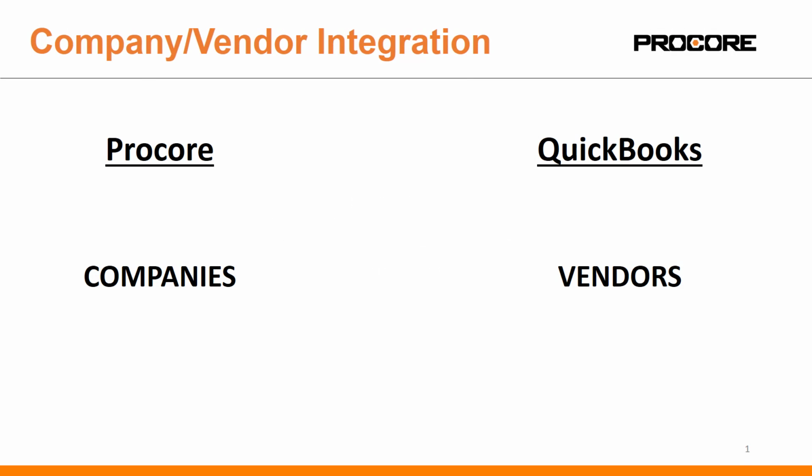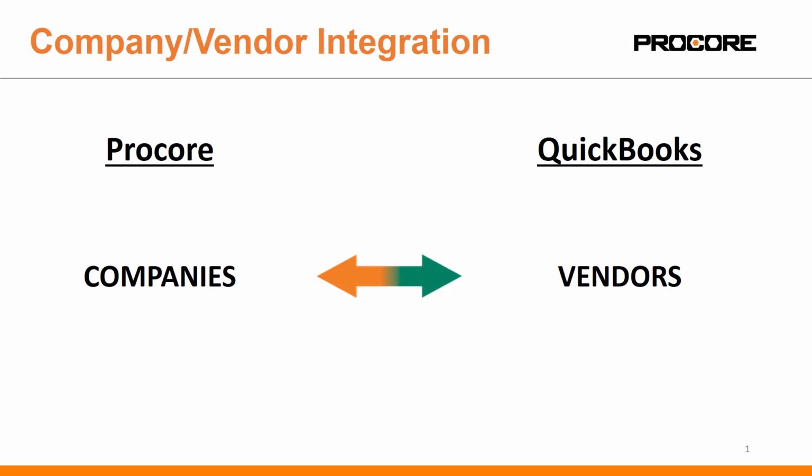In this video, I will demonstrate the different ways you can sync a vendor record in QuickBooks with a company record in your Procore Company directory. The integration between Procore and QuickBooks, as it relates to companies and vendors, works bidirectionally. This means that vendor records that have been created in QuickBooks can be used to create new or link to existing records in the Procore Company directory.